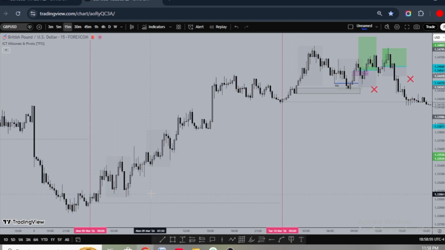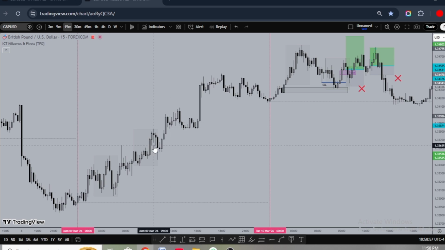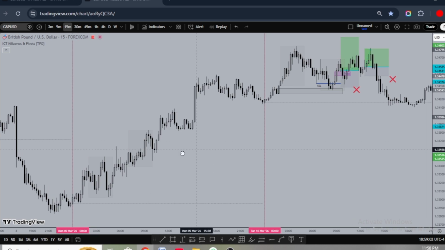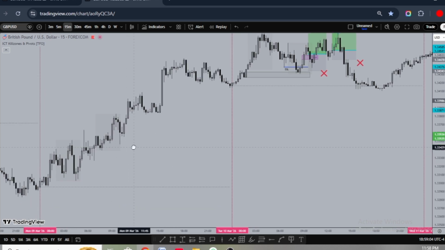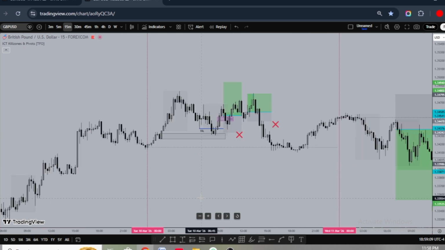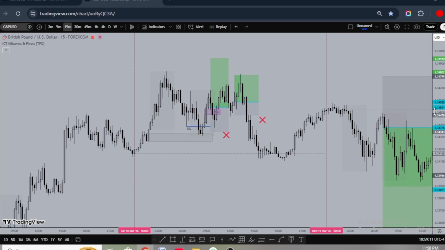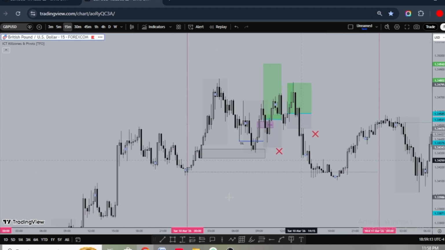So this is Monday's trading on GBPUSD, and this is the 15 minutes time frame. So you can see that there was basically no entry right here for me, right, based on my model. So I just waited patiently. Tuesday, what I saw was this.